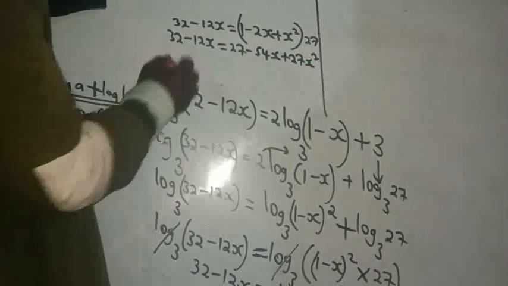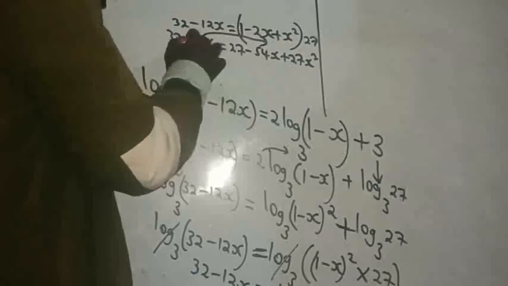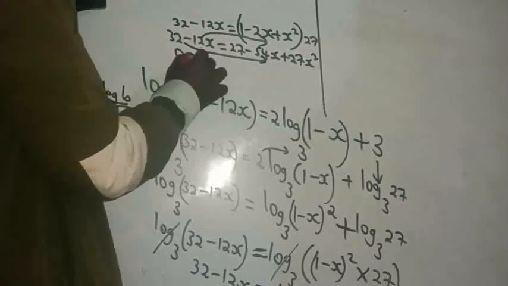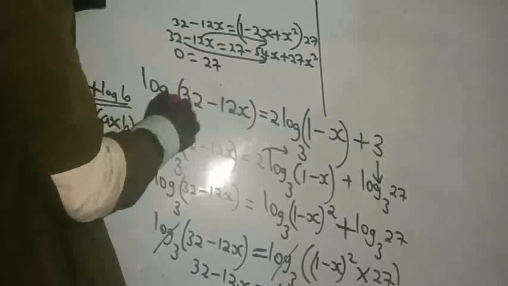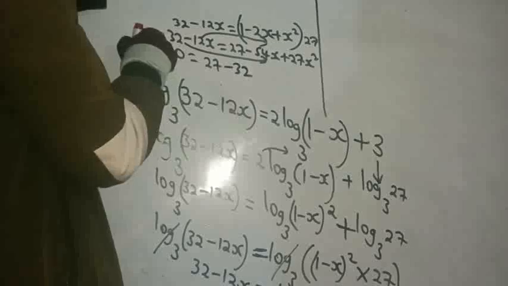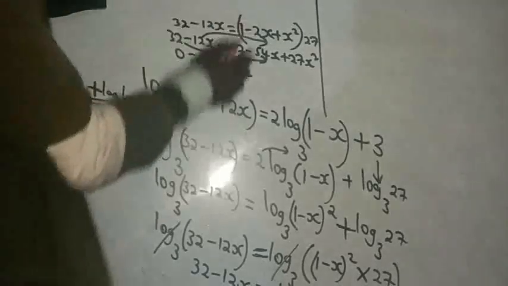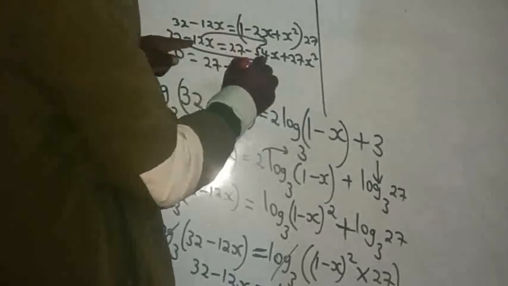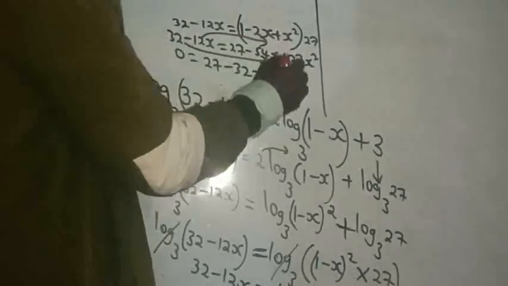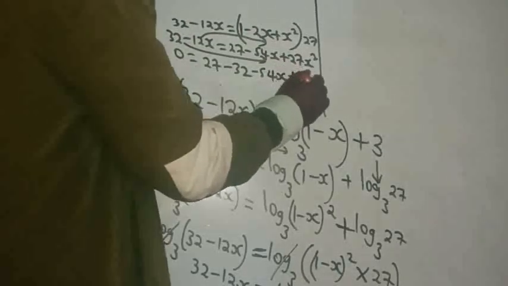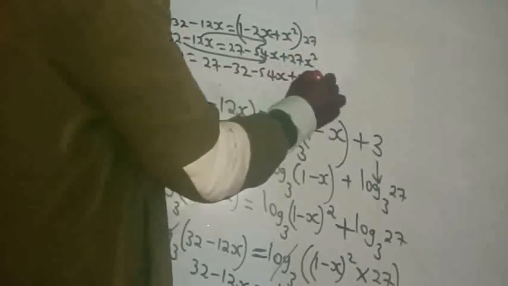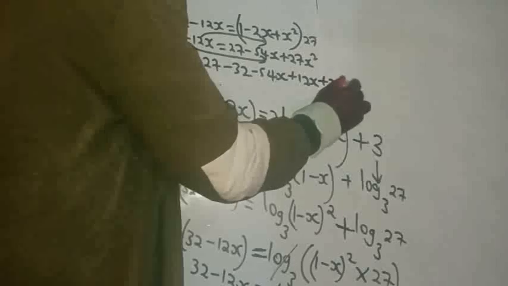So we shall collect like terms. We shall take all this on the other side of the equal sign. So we'll be left with 0 is equal to 27. Then we shall say minus 32. We assume this is positive, it becomes negative. Then minus 54x. Then minus 12 plus 12x. Okay. Then plus 27x squared.